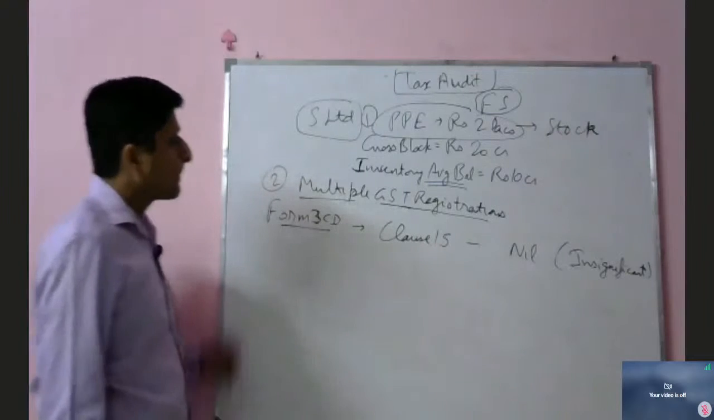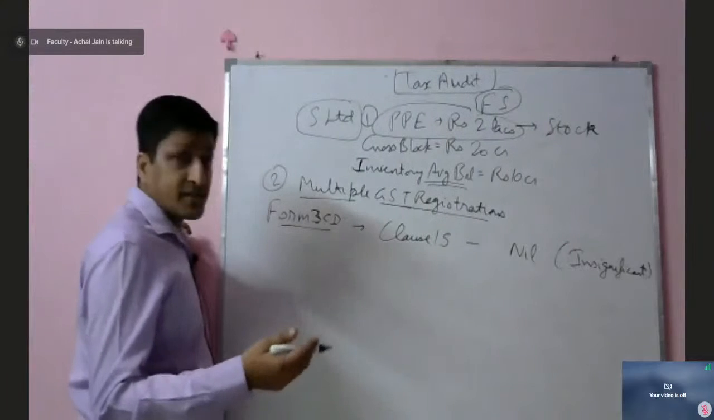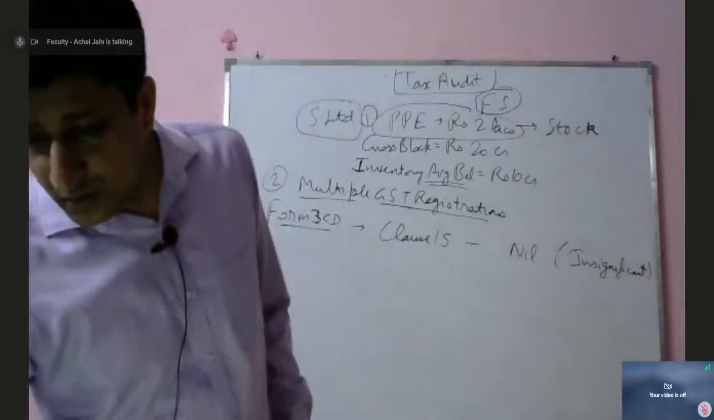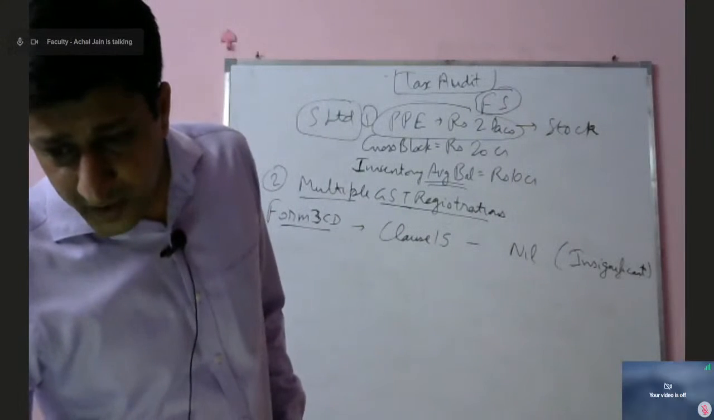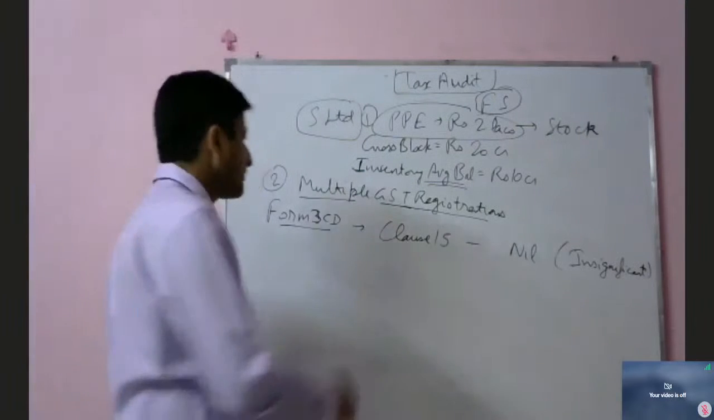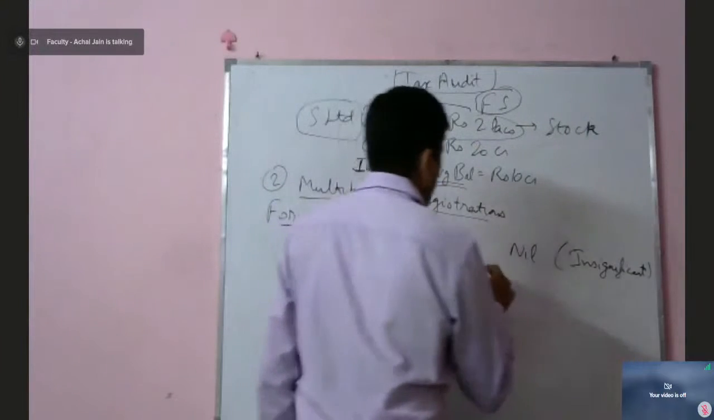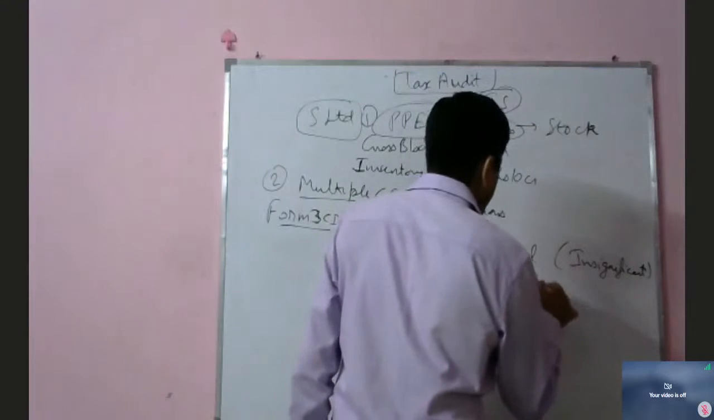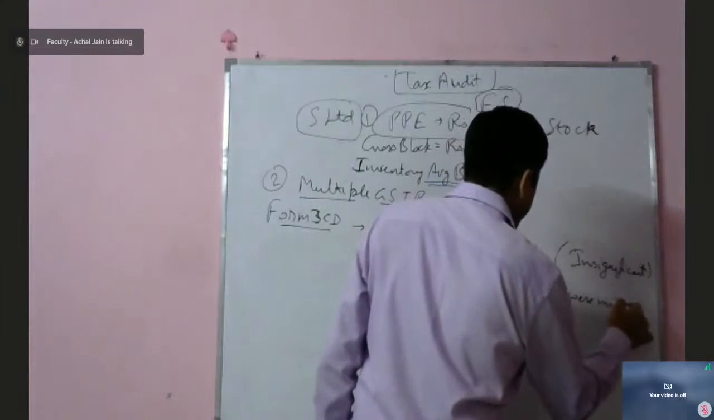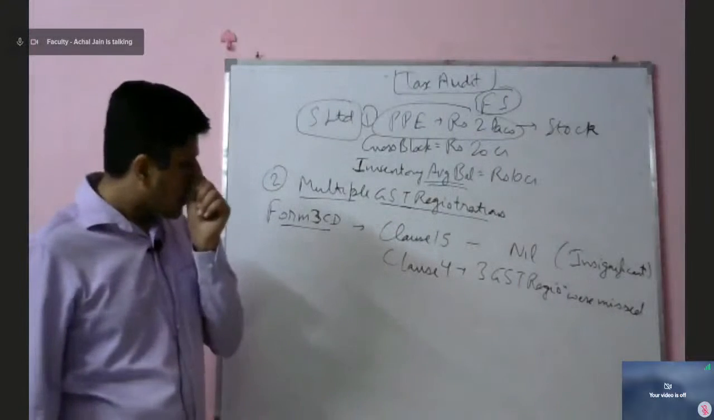Number two, management had multiple GST registrations, and in the clause which talks about the various GST registrations to be mentioned, that clause is number 4. In clause 4, 3 GST registrations were missed.